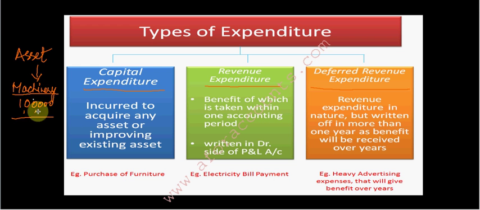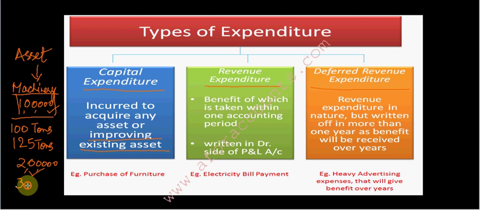Say I already have a machinery of 1 lakh. Now some part has come in the market which will increase its productivity. Say my machinery can make 100 tons of cement in a month. Now if I put some special part to it, it can produce 125 tons of cement in the same month. Since the productivity of the machinery is being improved, that is, the existing asset is being improved, say the additional cost of that part is 2 lakh rupees. So my capital expenditure will now be 1 lakh plus 2 lakh, that is 3 lakhs of rupees.